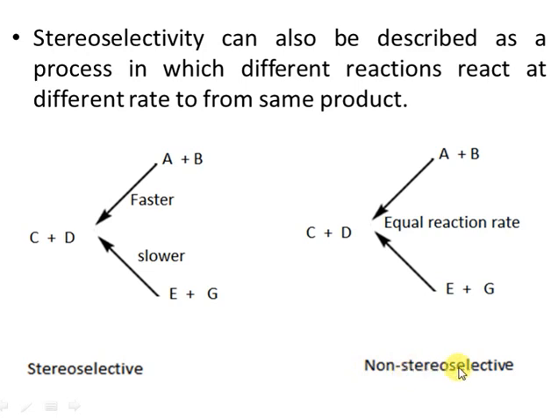However, when there is no other option, if A and B is the only option to get C and D and E and G is not reacting at all, this will be considered 100% selective, right? So 100% selectivity is called stereospecificity. Stereospecificity occurs when there is no other option. Stereoselectivity always occurs when there is an option, when you have more than one option and one of the options has preference, while stereospecificity occurs when you don't have any other option.